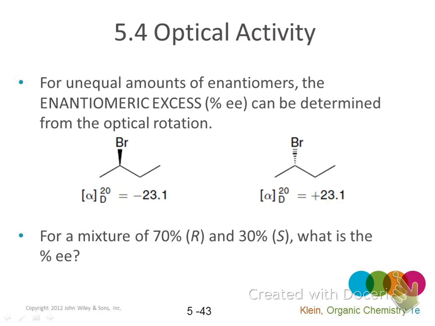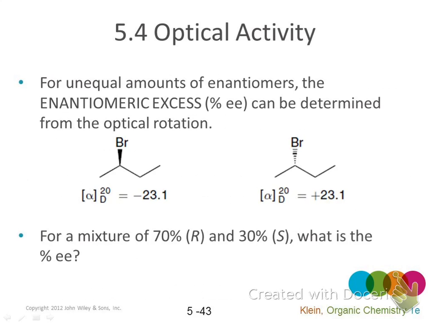Okay, so when we do chiral synthesis and we're trying to produce one of the two enantiomers, what we do is we measure what's known as the enantiomeric excess. What does that sound like? Enantiomeric excess. How much more of one enantiomer you have than the other? How do you think you're going to calculate it for 70% R and 30% S?